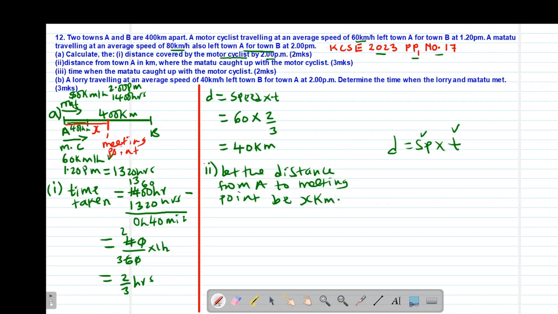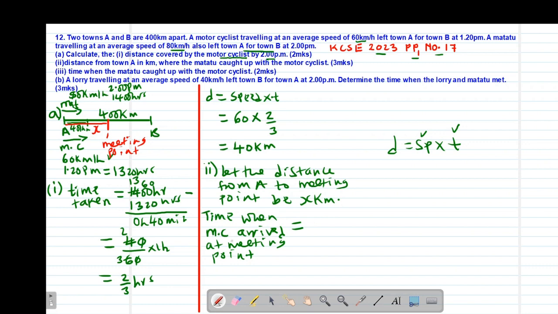Therefore, what I'm going to do is to find an equation for when the motorcyclist arrived at the meeting point, then the equation for the Matatu, then I equate the two. So I'll find an equation for the time when the motorcyclist arrived at the meeting point, which will be given by arrival time is departure time plus time taken on the road.